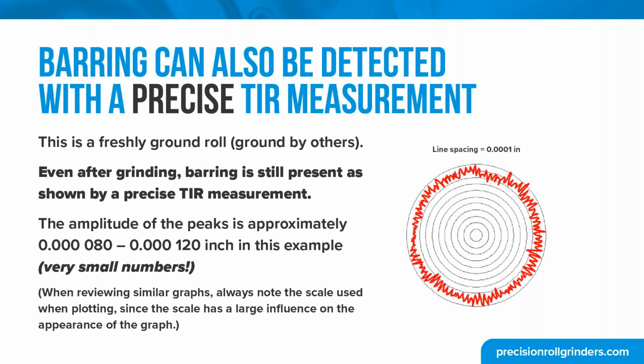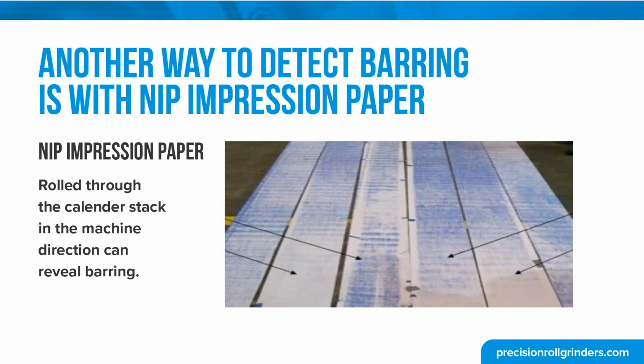So a precise TIR measurement is the second way to look for barring. Another way to detect barring, and this is really simple, is with nip impression paper. If you roll the nip impression paper through the calendar stack in the machine direction, it will detect the high and low places in the roll. A really simple, easy test to do.